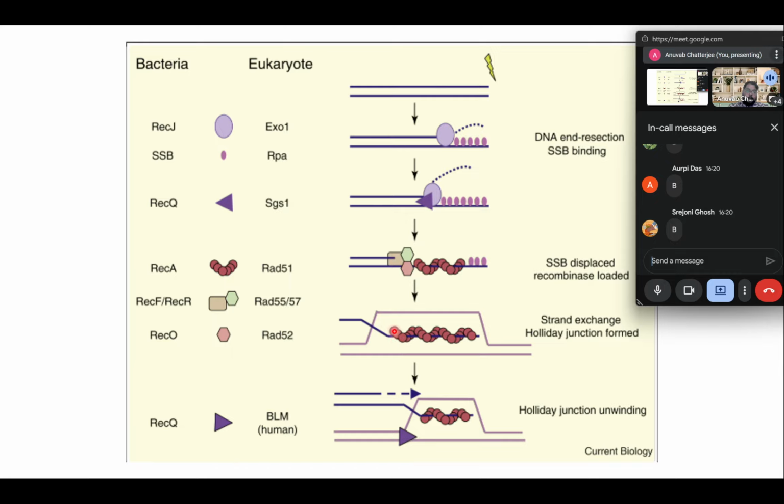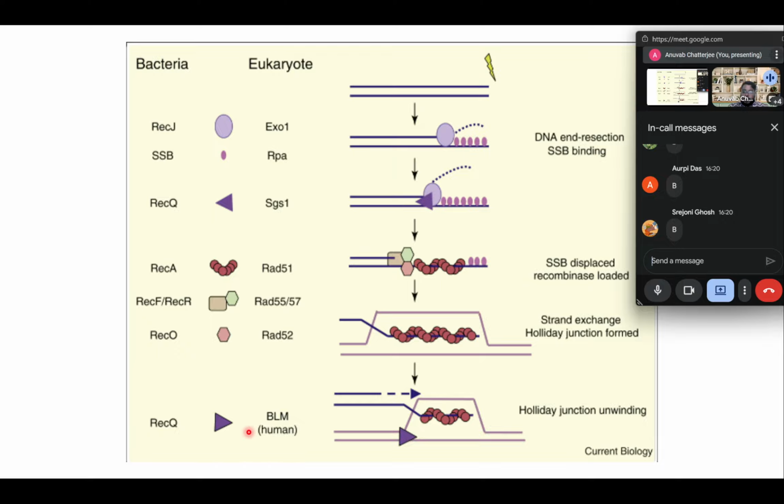And once it finds the other chromosome, so this is the other chromosome in light pink, it forms something known as a holiday junction. The holiday junction is this cross-like junction that you can see right here. So one of the strands from the other chromosome actually comes, invades this double strand, and then goes over it, so that the gap that was present is actually covered by the other chromosome.